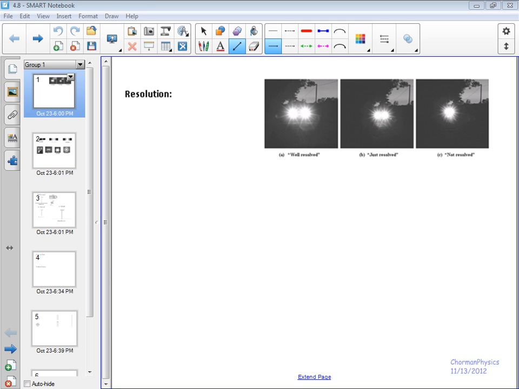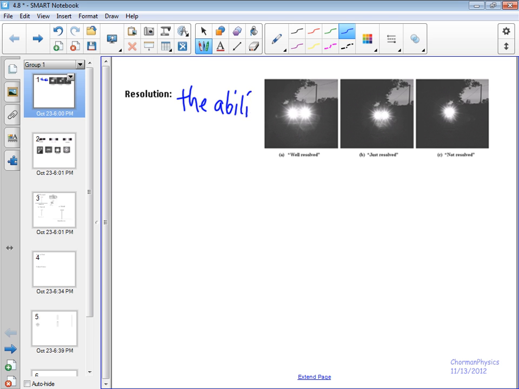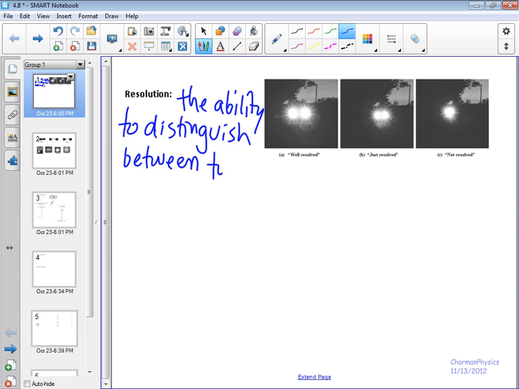Today's videos are on resolution. So resolution, we're going to define it as the ability to distinguish between two different sources. Oh, and if you're watching this, two different sources of light, and you're actually listening to it, quick message.